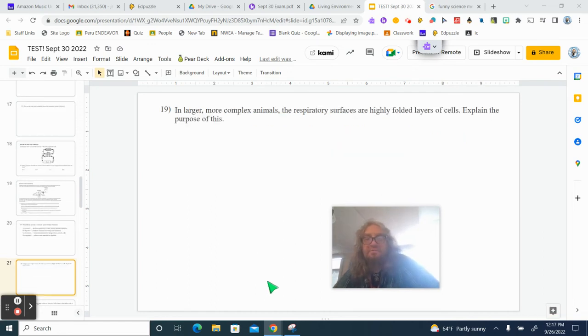There's a constructed response. Remember to answer in sentences, please. Number 19. In larger, more complex animals, the respiratory surfaces are highly folded layers of cells. Explain the purpose of this.